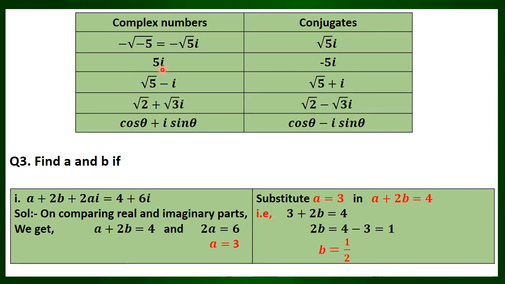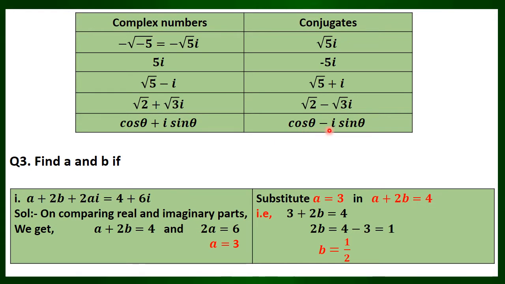Then root 5 minus i, then root 5 plus i. Root 2 plus root 3i, then root 2 minus root 3i. And cos theta plus i sin theta, then its conjugate is cos theta minus i sin theta.